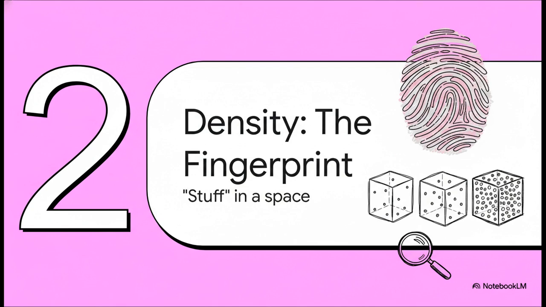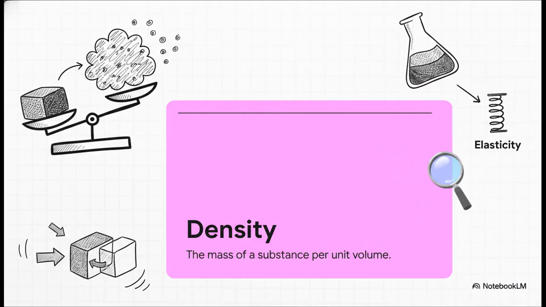It answers a really simple question. For any given amount of space, how much stuff is actually crammed inside? Now, the official scientific definition is that density is the mass of a substance per unit of its volume. It's just a super precise way of saying how compact, how tightly packed that matter really is.